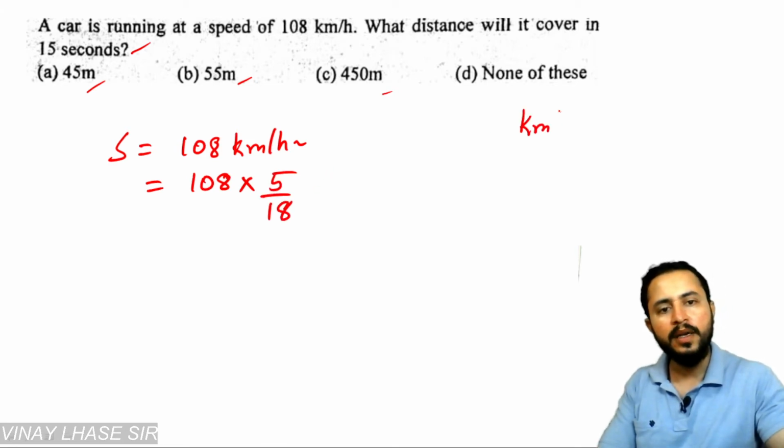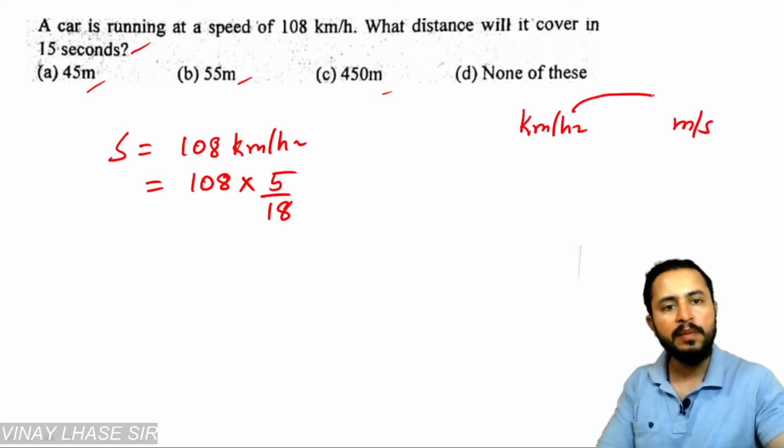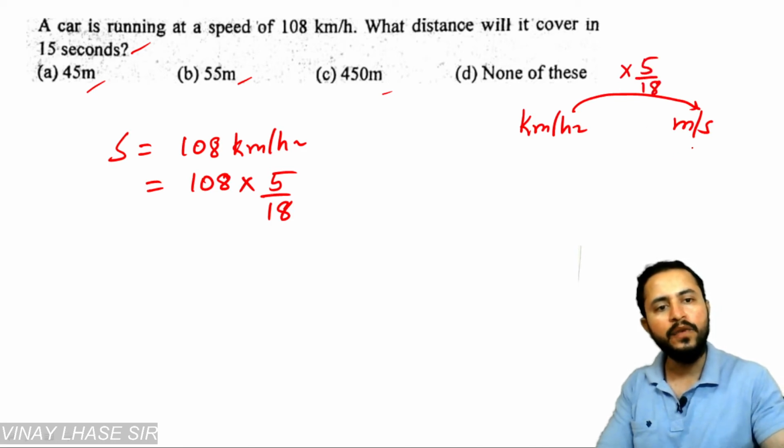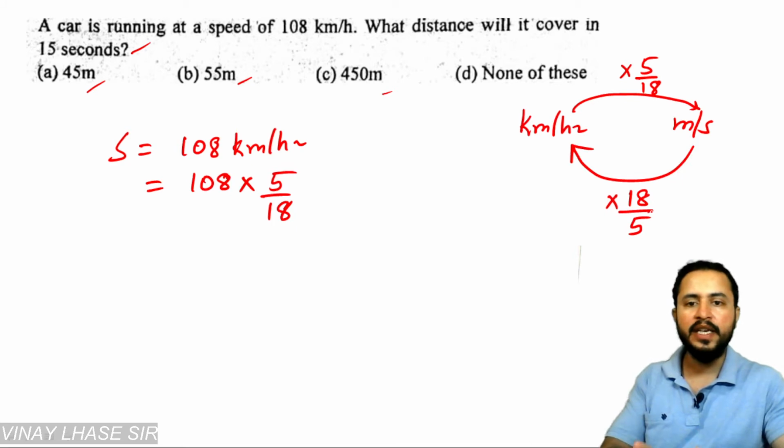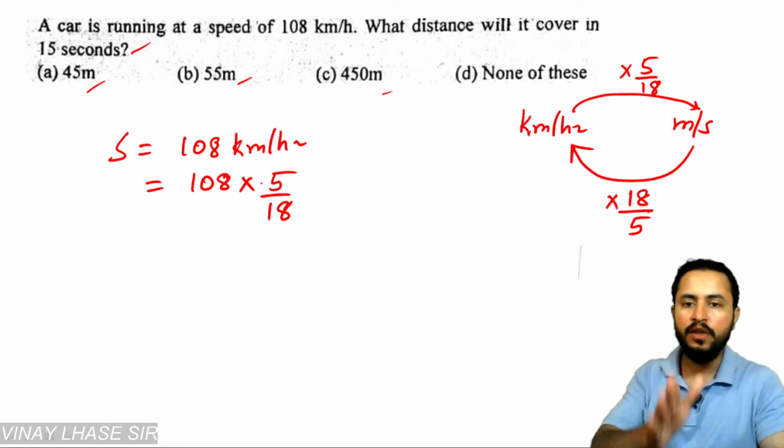From kilometer per hour, if you want to convert to meter per second, you have to multiply with 5 divided by 18. And if you want to convert from meter per second to kmph speed, then you have to multiply with 18 by 5. Given number with 18 by 5. Now 108 with 5 by 18.